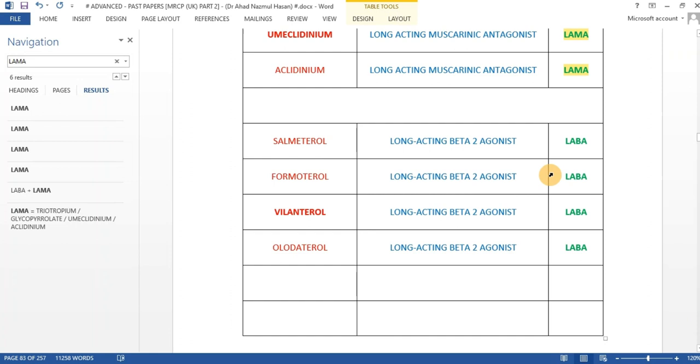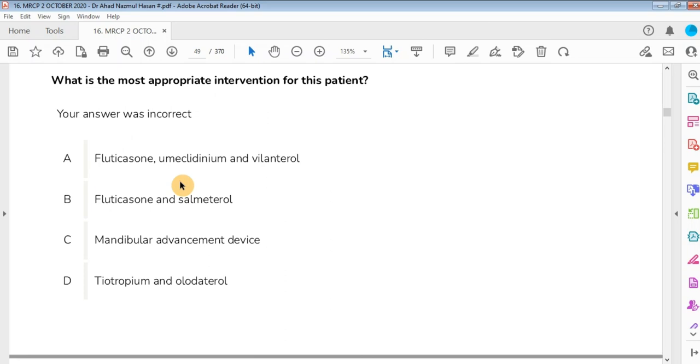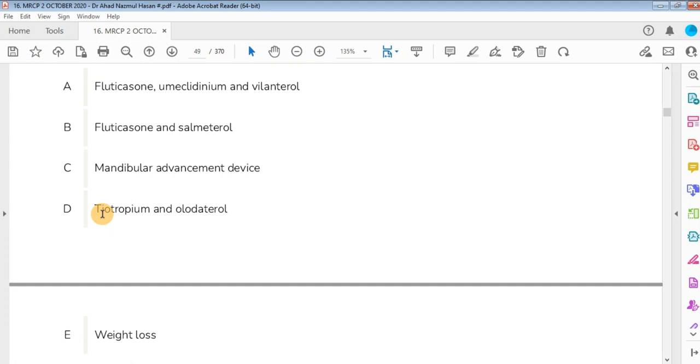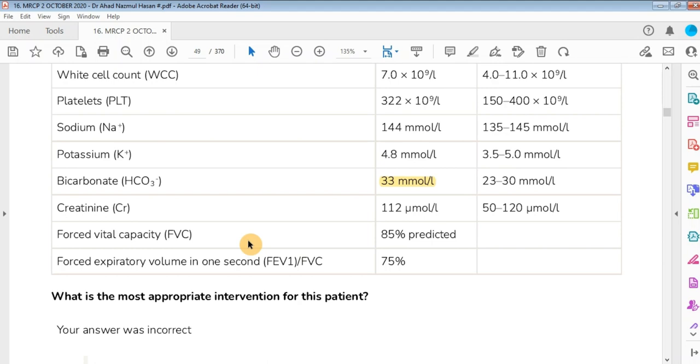And they are used in the management of COPD. So umeclidinium is the LAMA, vilanterol is the LABA. This is used in the management of COPD. Fluticasone salmeterol is used in the management of asthma as well as COPD. Again, tiotropium olodaterol in case of COPD. Mandibular advancement device is usually indicated if the patient has mild features of obstructive sleep apnea syndrome. And weight loss is the mainstay of treatment in case of obesity hypoventilation syndrome.